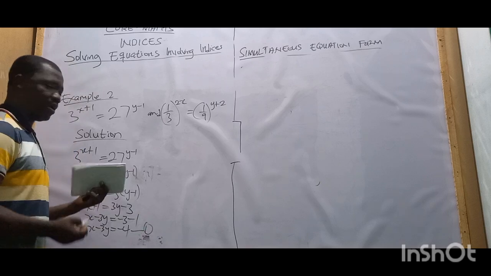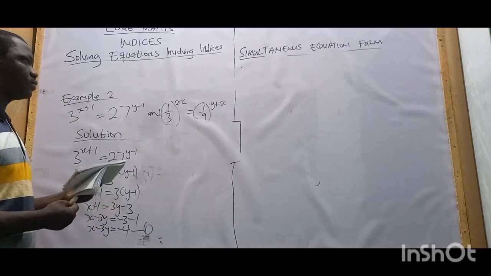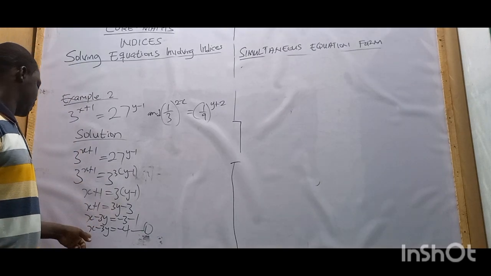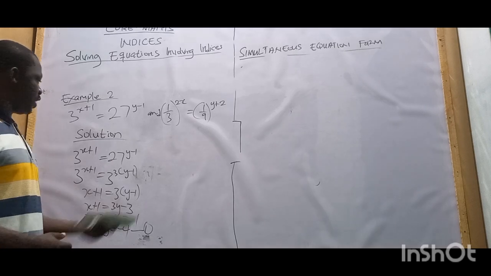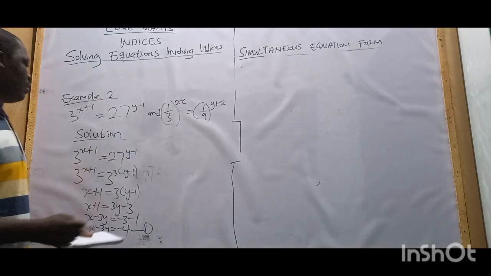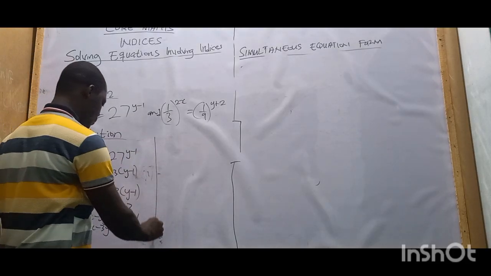So this becomes my what? Equation 1. X minus 3 equals negative 4 becomes my what? Equation 1. So let me tackle the other one to get my equation 2.